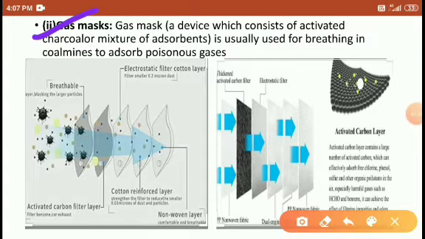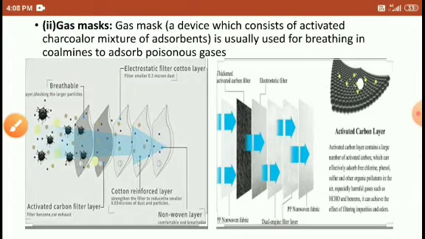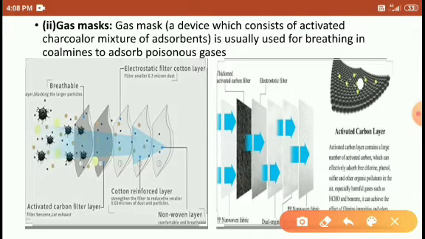Nowadays, due to COVID-19, all people are using masks. Why do we have to use the mask? Because while we are breathing, the mask protects us from some germs, bacteria, and viruses. So when we use the activated charcoal mask, the gas mask, it consists of a charcoal mixture as an adsorbent.